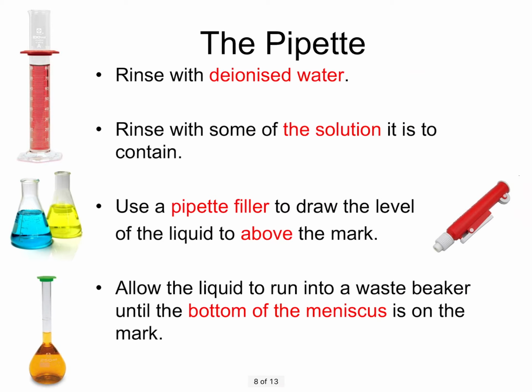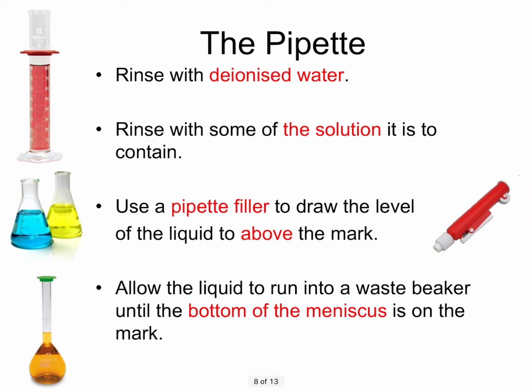Using a pipette filler, we don't mouth pipette anymore for health and safety reasons. So using the pipette filler, you fill the pipette until the bottom of the meniscus is at the graduation mark. Make sure there's no air bubbles, that sort of thing. Read at eye level, watch those kind of precautions. And then you transfer the base to the conical flask.